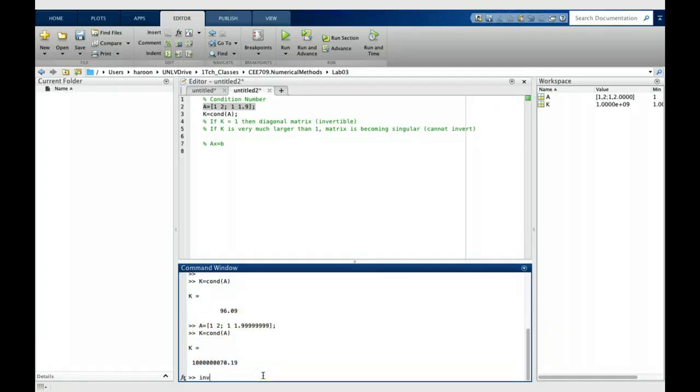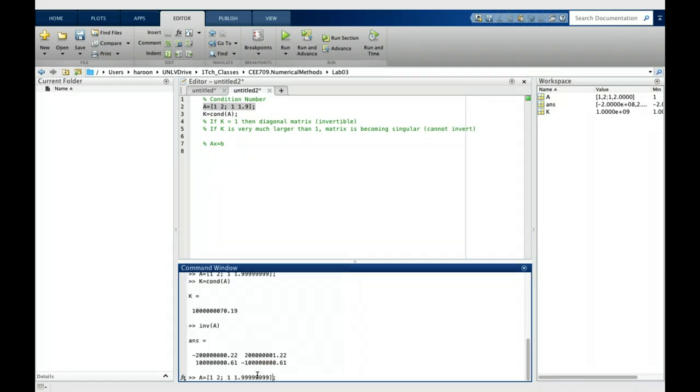So let's see what the inverse of A is. As you can see, again, these are very large numbers, and from the condition number we can say that these numbers are most likely not going to give us a good or valid solution.